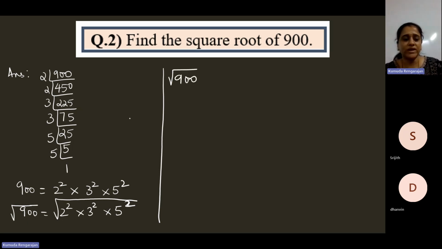Look at the board. Square root of 900 as it is equal to, on the right hand side, how do you get rid of the square root symbol? From 2 equal factors, bring 1 out. That is how you get rid of the square root symbol. See, we want to find the square root of 900, so let this be there. Now on the right hand side, we have to get rid of the square root symbol.